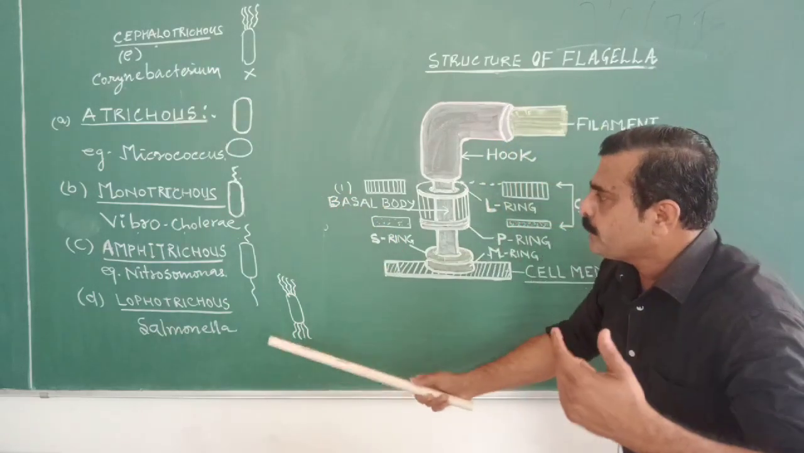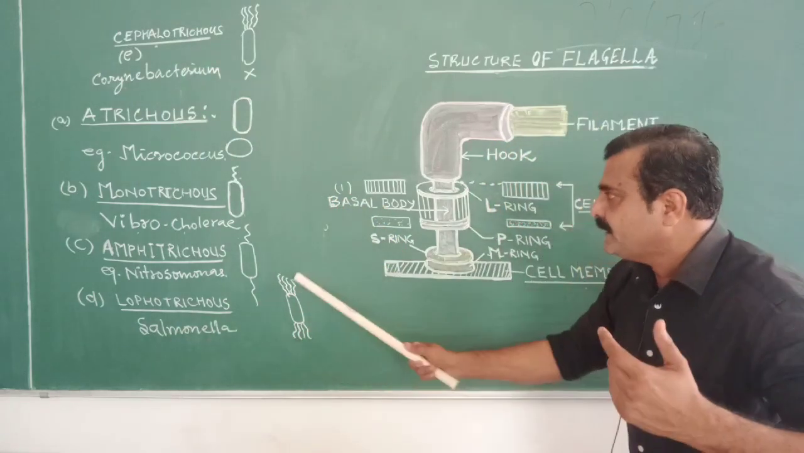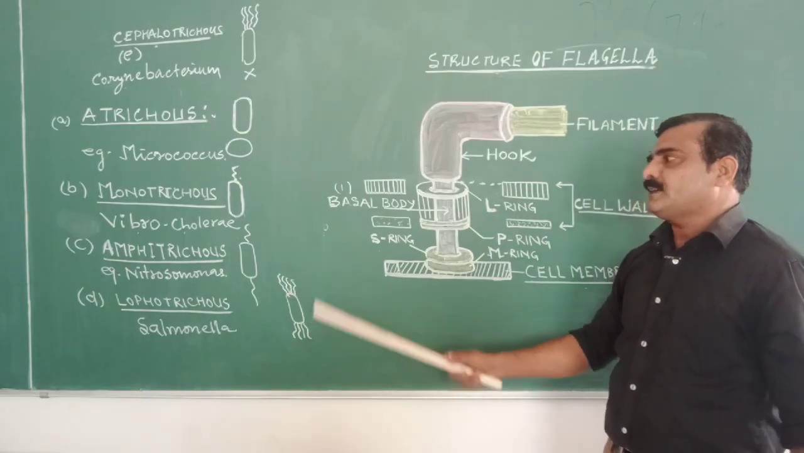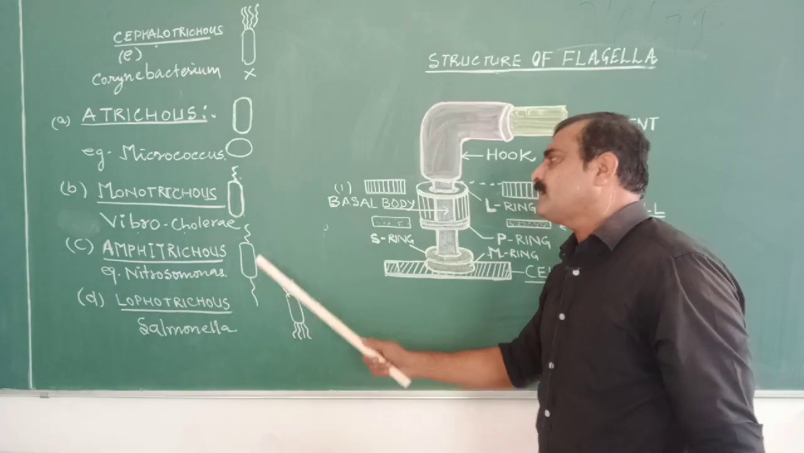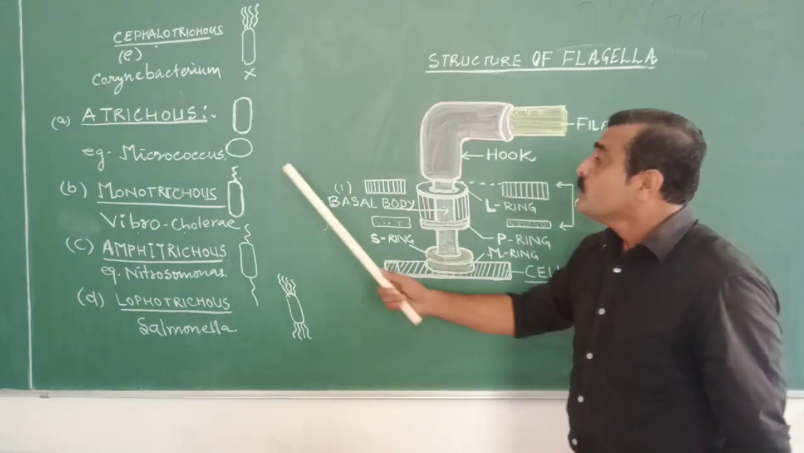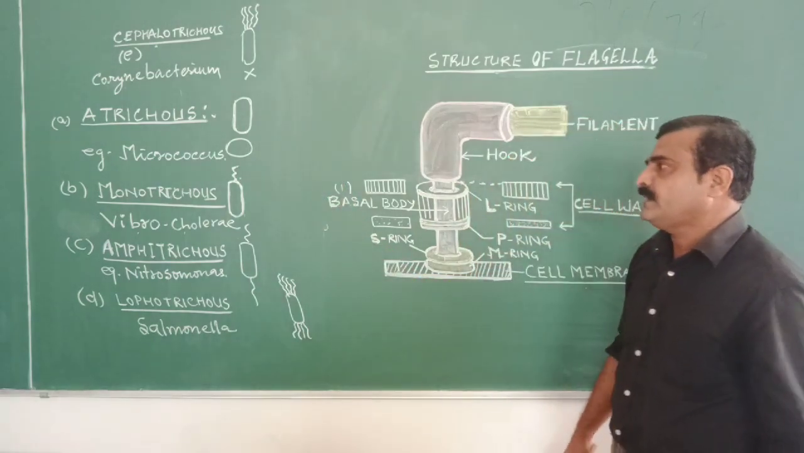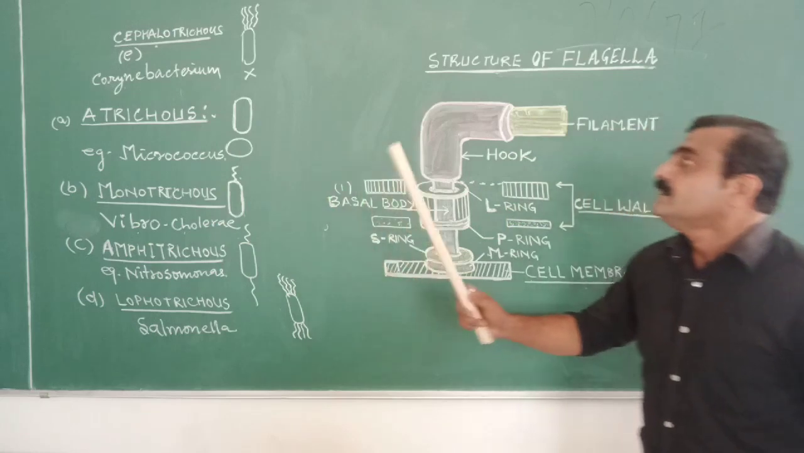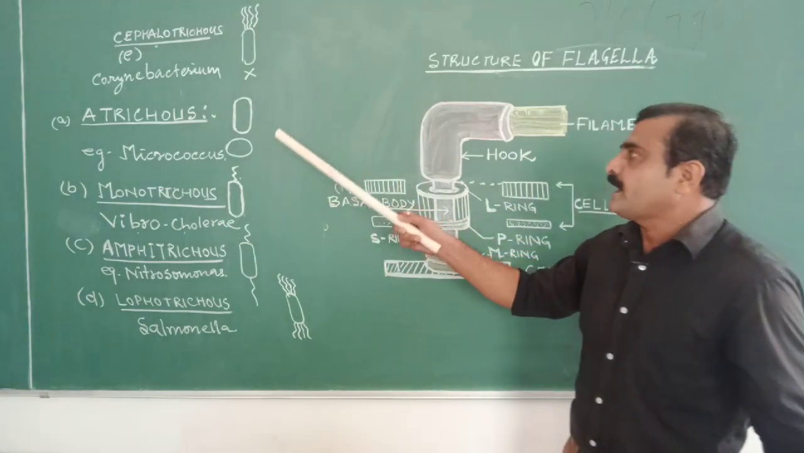Salmonella is an example of Lophotrichus. Bunch of flagella on both ends of the bacteria. A single flagellum at both ends of the bacteria is Amphitrichus. Only a single flagellum present at one end of the bacteria, Monotrichus. Then there is no flagellum.